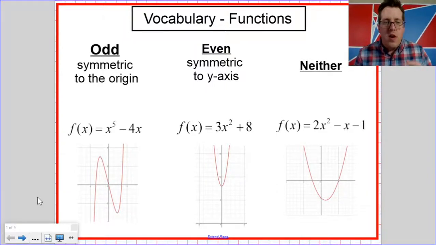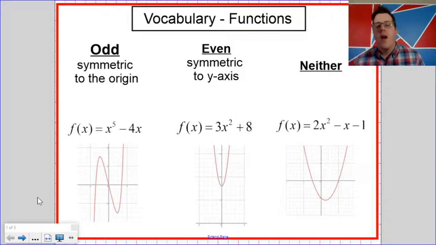The definition of an odd function is one that is symmetric about the origin. The definition of an even function is one that is symmetric about the y-axis. A function that is neither symmetric to the origin nor symmetric about the y-axis is neither even nor odd. While all the examples in this video are about polynomial functions, any function type can be even or odd.